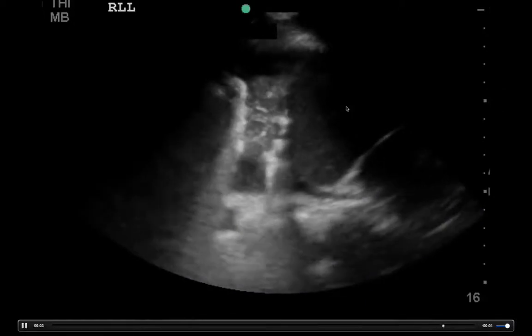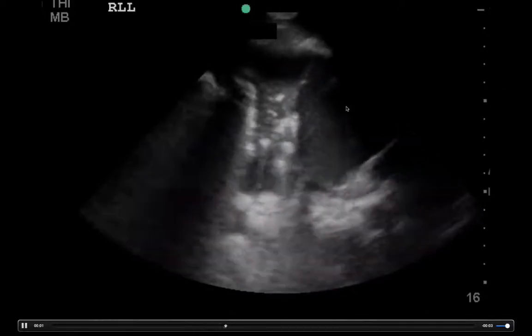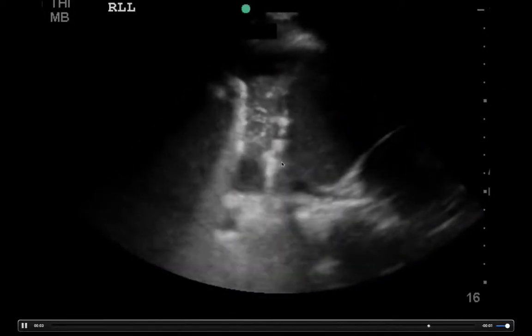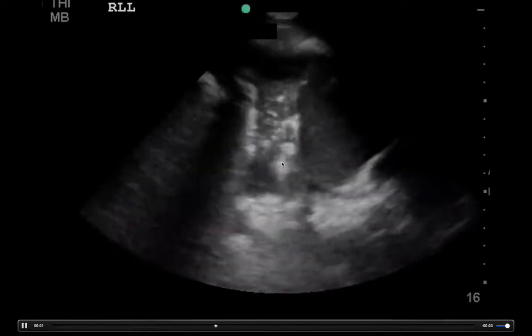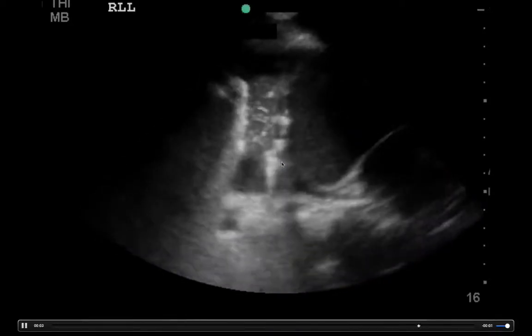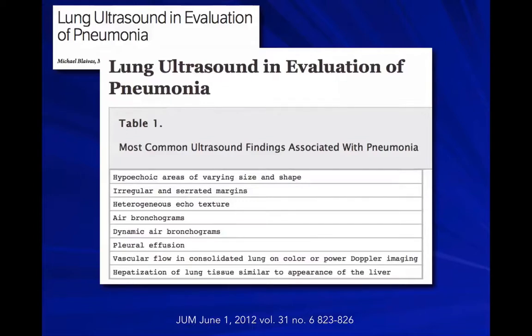So in the setting of a cough and a fever, with this ultrasound I was able to diagnose it and say, no, you have a right lower lobe pneumonia. I'm not going to scan you. Obviously, you talk to the patient, and she agreed, and she got antibiotics, and she was admitted.